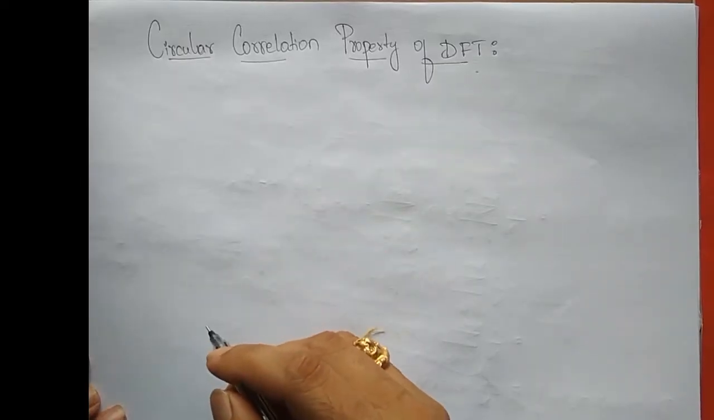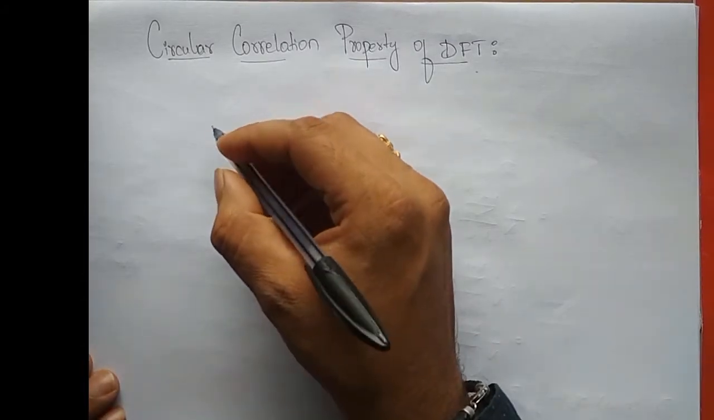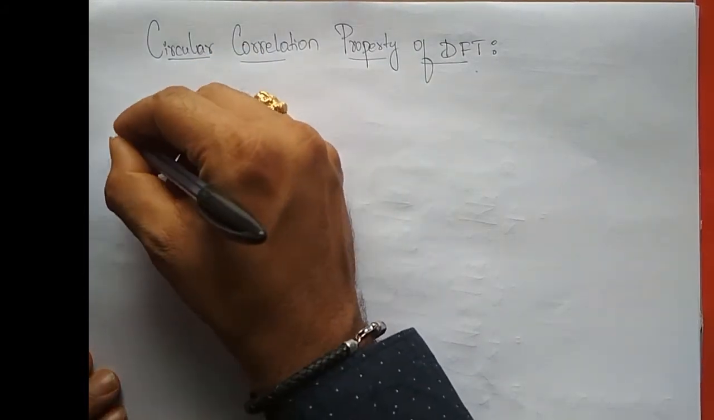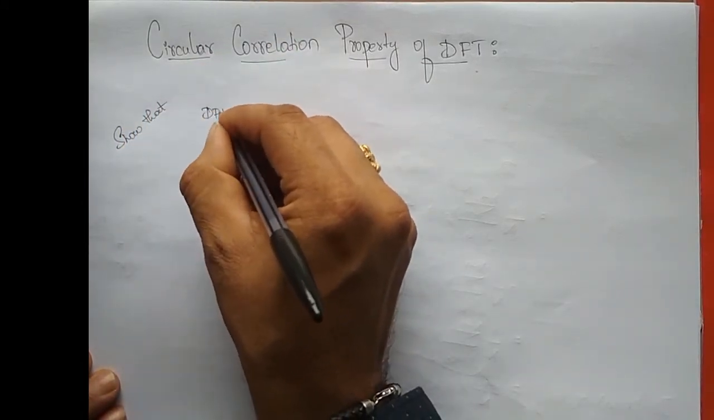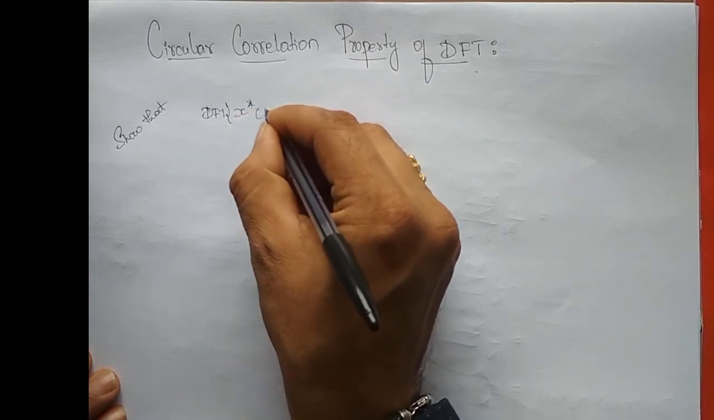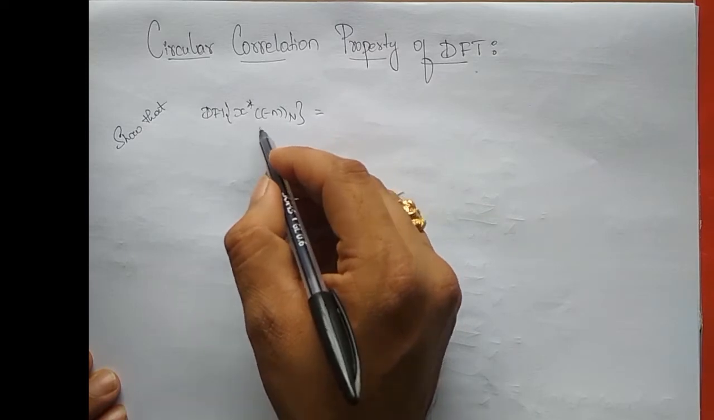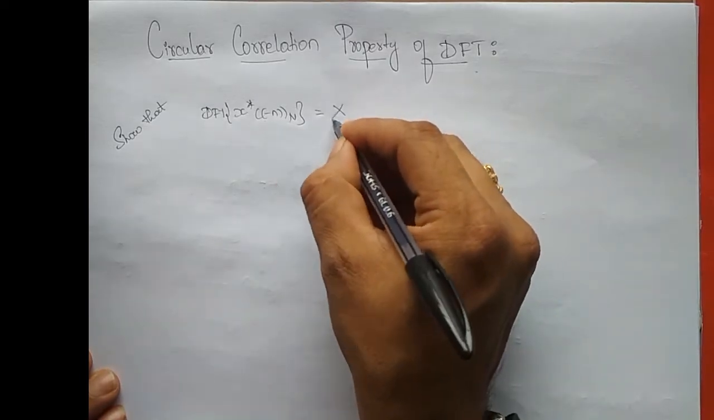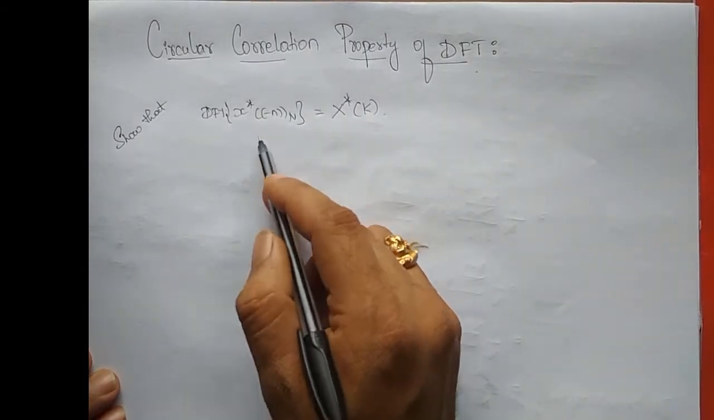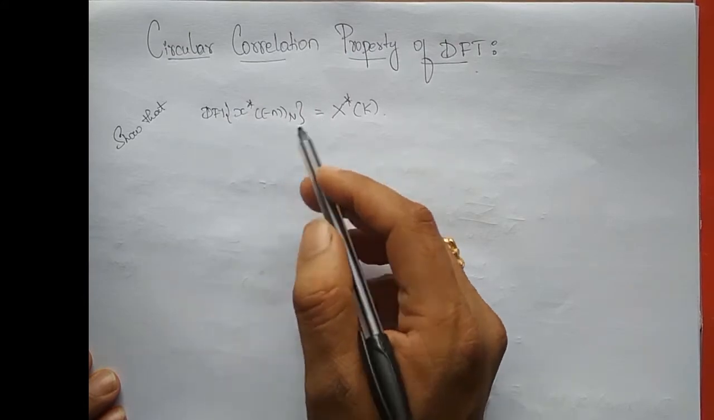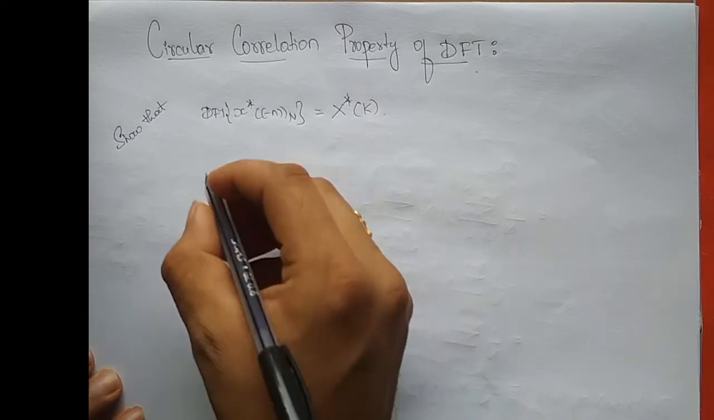Hey guys, in this lecture we are going to prove the circular correlation property of DFT. Before that, we have to prove a standard result: show that the DFT of x star of minus n mod N, which is nothing but circular time reversal, is given in the frequency domain by x star of k. We will try to prove this result, and later we'll prove the circular correlation property of DFT.